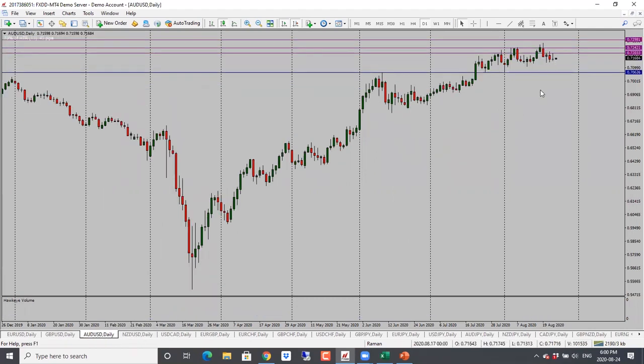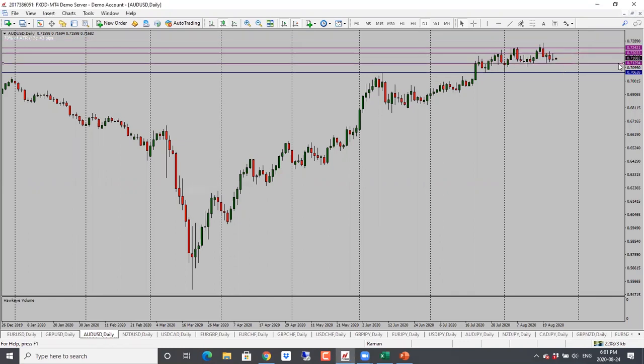Aussie dollar here, we have a little doji here as well. So looking for a pullback. So this pullback could go and retest this 0.7200 level, so watch out for that. But bias is bearish. And in terms of the target here, the first target will be 0.7120.